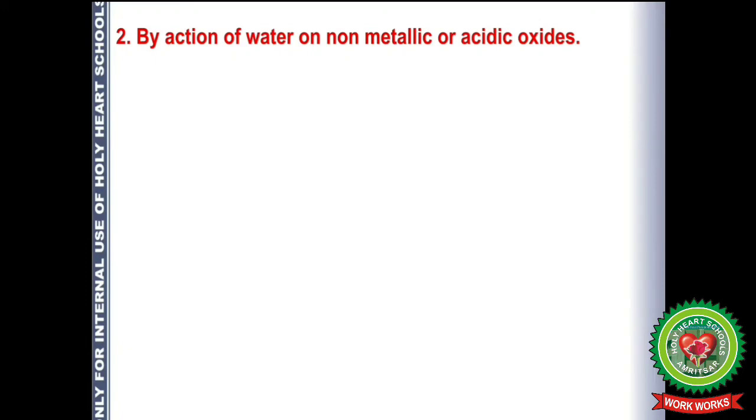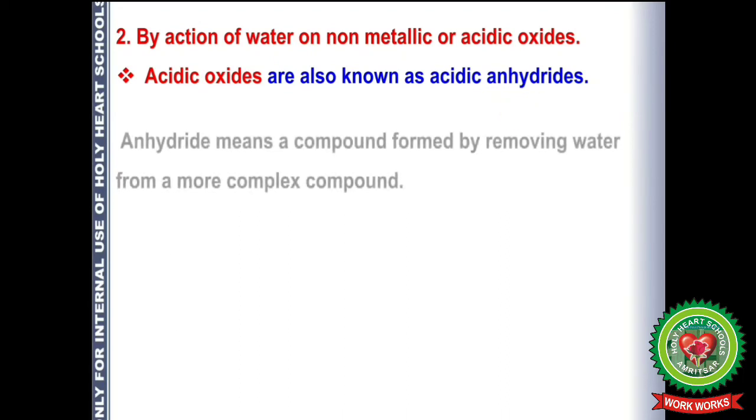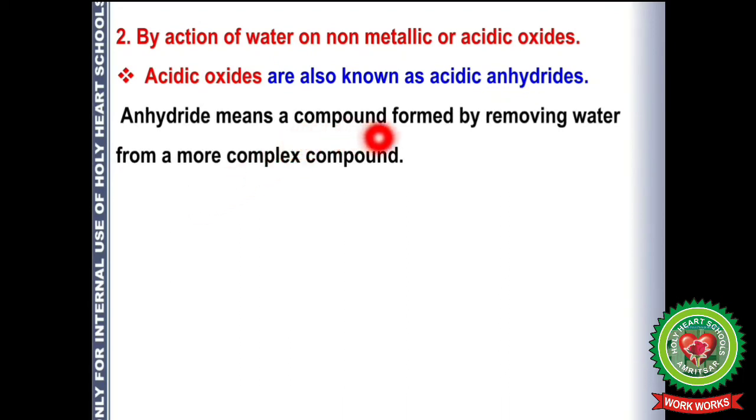The second method by which we can prepare acids is by action of water on non-metallic or acidic oxides. The oxides of non-metal, when they react with water, form acids. Acidic oxides are also known as acidic anhydrides. What is an anhydride? Anhydride means a compound formed by removing water from a more complex compound. For example, if we have sulfuric acid and from that we remove water, we get SO3. SO3 is known as acidic anhydride in general.